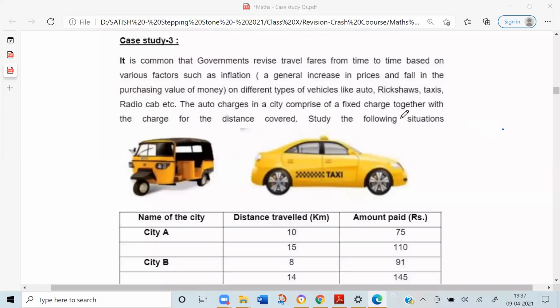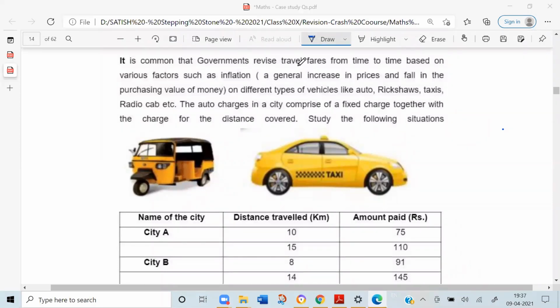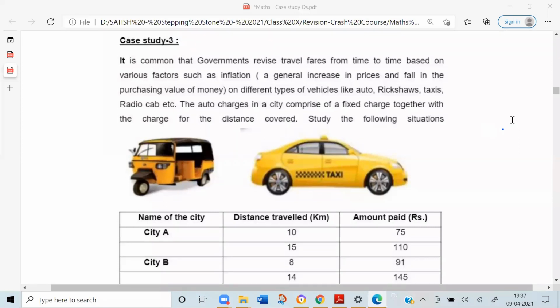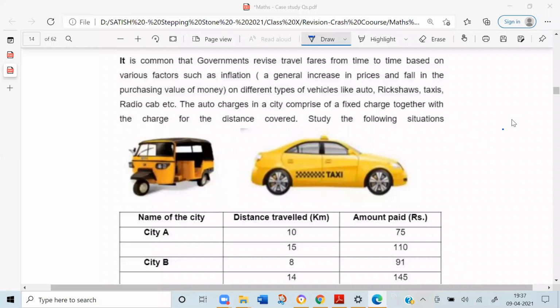Case study 3. It is common that governments revise travel fares from time to time based on various factors such as inflation, a general increase in prices, and a fall in the purchasing value of money on different types of vehicles like auto, rickshaws, taxis, radio cab, etc. The auto charges in a city comprise of a fixed charge together with the charge for the distance covered. Study the following situations. Name of the city, distance traveled in kilometers, amount paid in rupees.